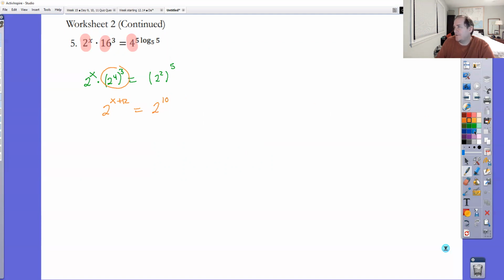So guess what? At this point, you can kill the 2's. How do you kill the 2's? You're really taking the log base 2 of both sides. But that has the effect of essentially killing the 2's. So you just get the exponent, the x plus 12, and you get the exponent 10. And then you take away 12 and you get negative 2.